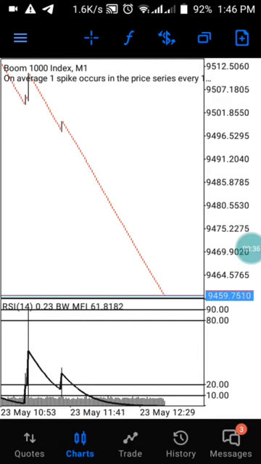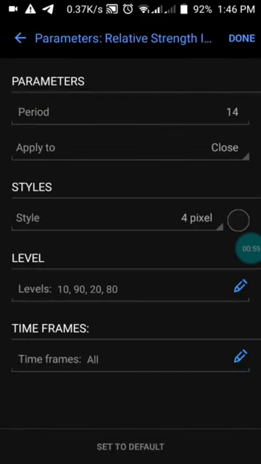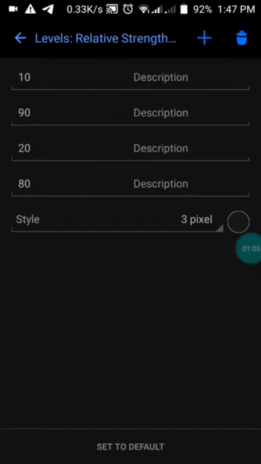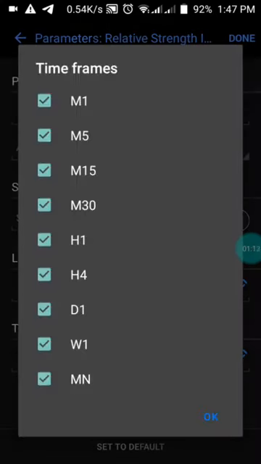Let me show you the settings of this strategy so that you can set it up on your phone too. You only need two things in your indicator window. The first is the Relative Strength Index, with a period of 14, applied to close, with the line in black color. The levels are 10, 90, 20 and 80, and all time frames are on.